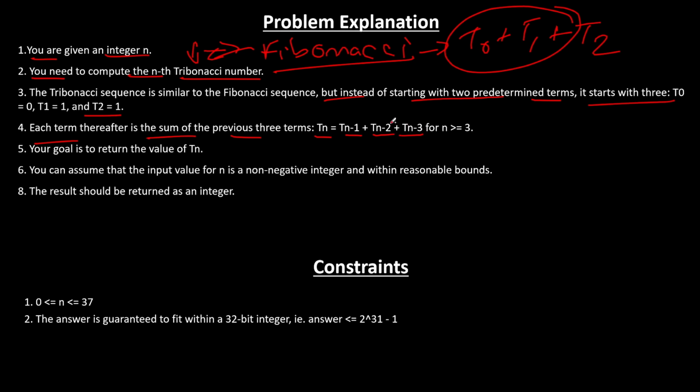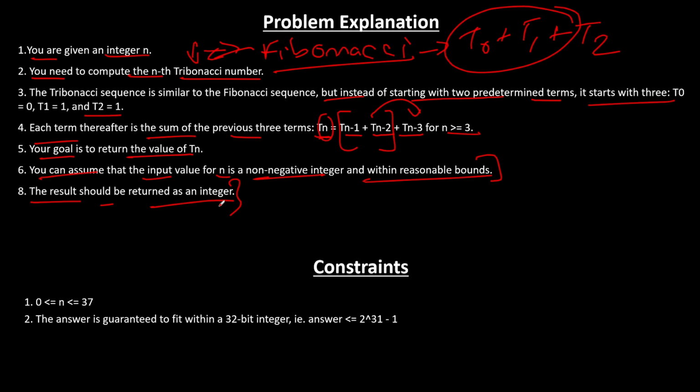In Fibonacci, if you remember, we had only two terms. It's the extended version of the Fibonacci series. And at least n has to be 3, because we require three numbers for our nth number. Your goal is to return the Tnth value, and you can assume that the input value for n is a non-negative integer within reasonable bounds. The result should be returned as an integer. So this is a simple question.